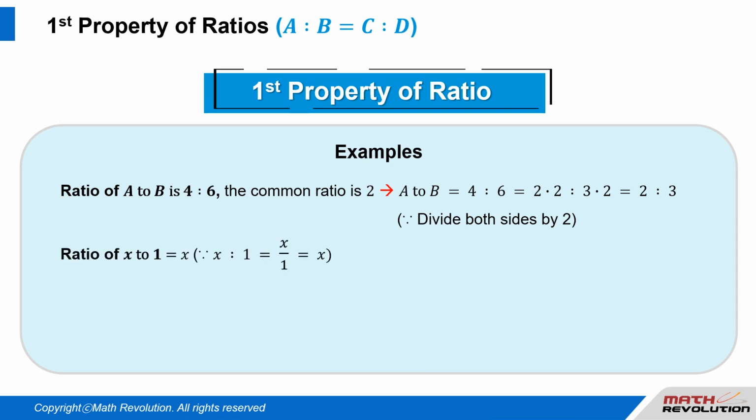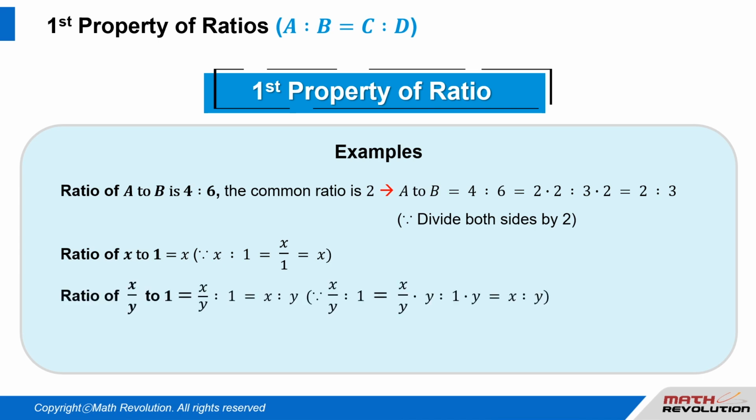The ratio of x to 1 is equal to x, since x is to 1 is equal to x over 1, which equals x. Also, the ratio of x over y to 1 is equal to x over y is to 1, which equals x is to y, since we multiply both sides by y and we get x over y is to 1 equals x over y times y is to 1 times y equals x is to y.